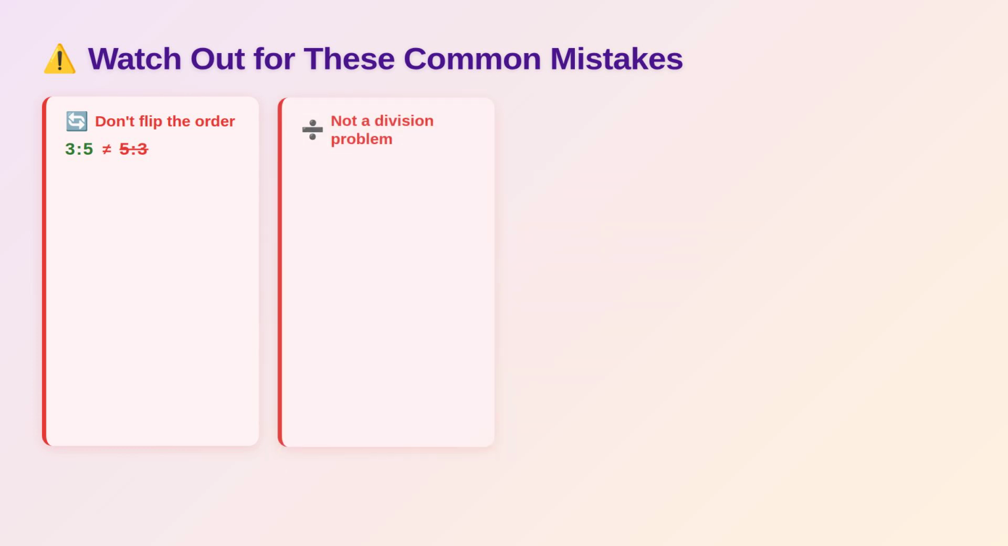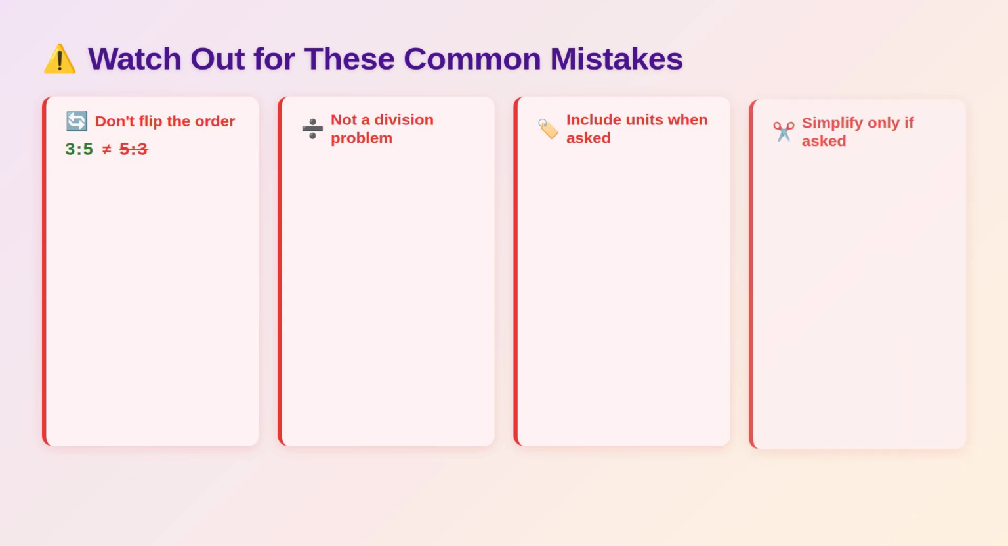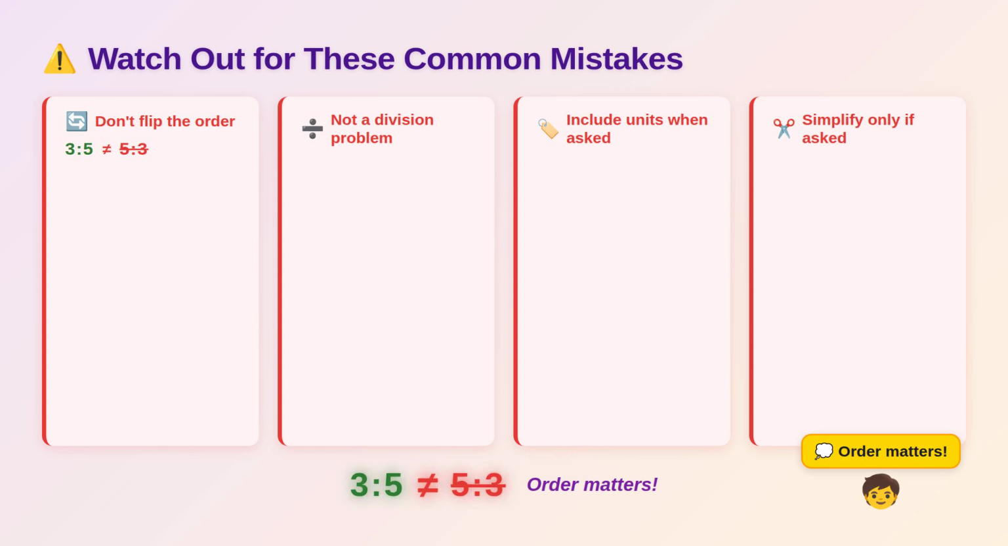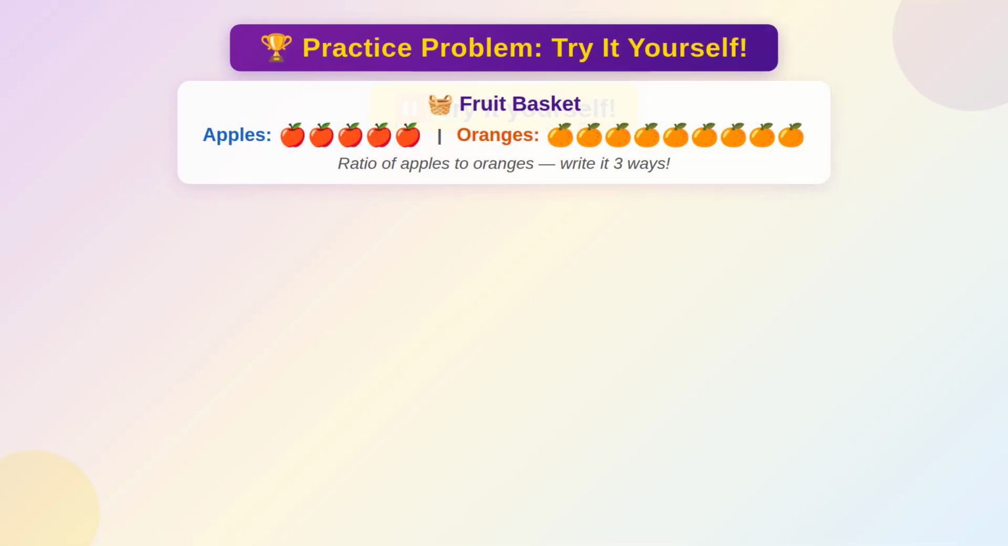Maya made a few of these mistakes early on, and that's totally okay, because now she knows better. Mistake number 1, flipping the order. The ratio of red to blue is 3:5, not 5:3. Those are completely different ratios. Mistake number 2, treating the fraction like a math problem to solve. Don't divide. Keep both numbers. Mistake number 3, forgetting what comes first. Always reread the question. And mistake number 4, simplifying when the problem just wants the original ratio. Read instructions carefully every time. Maya's got her checklist, and so do you.